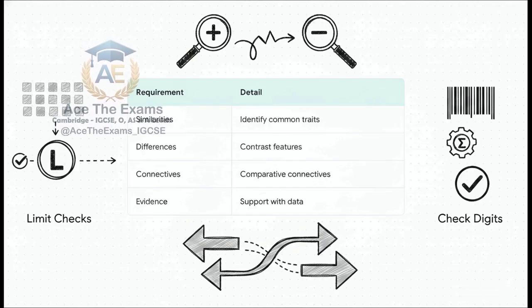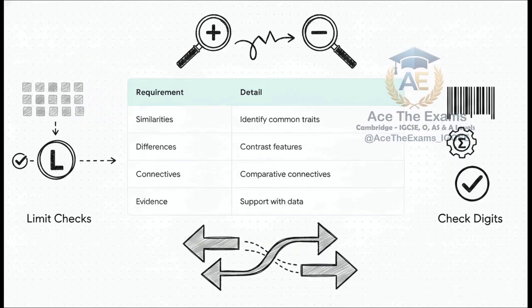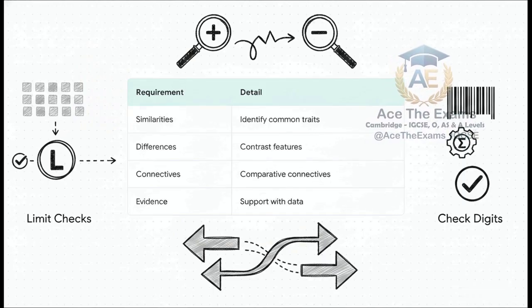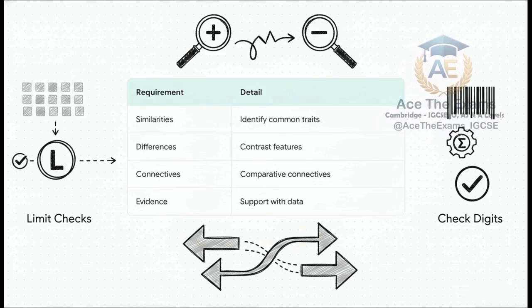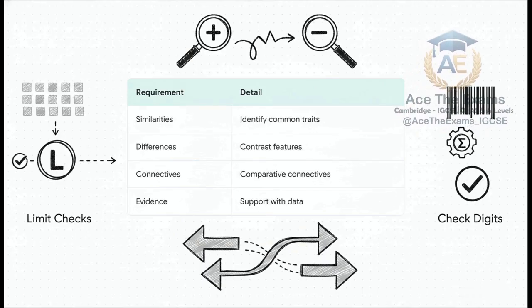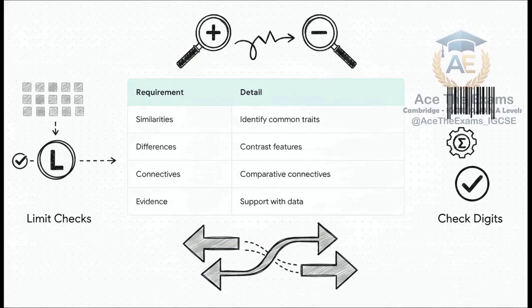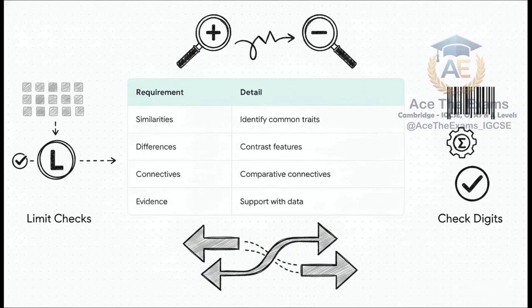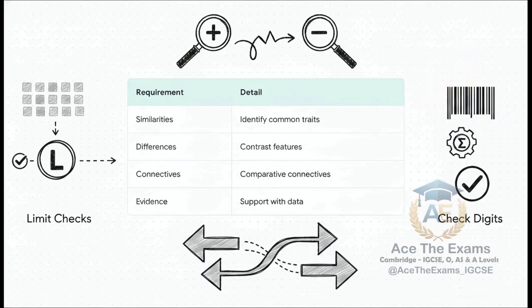You want to write something like, both limit checks and check digits are proactive validation methods designed to trap errors upon initial data entry. However, whereas a limit check restricts data to a strict numerical boundary, a check digit utilizes a mathematical algorithm, like modulo 11, to ensure the structural integrity of a barcode. You then support each of those claims with evidence, maybe showing a quick calculation or referencing binary data limits, and you draw a definitive conclusion about their relative importance to the scenario. That is how you secure top marks.